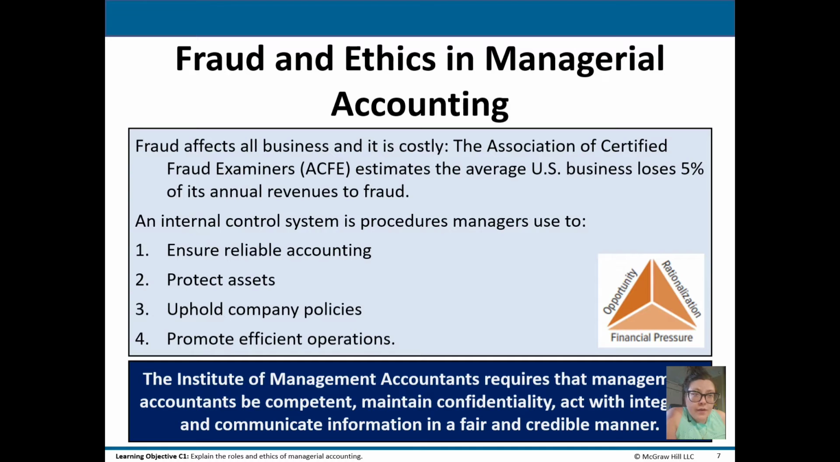Fraud affects all businesses and is costly. The Association of Certified Fraud Examiners estimates that the average U.S. business loses about 5% of its annual revenues to fraud. There are three factors that push a person to commit fraud, and they are opportunity, pressure, and rationalization. And this is better known as the fraud triangle.